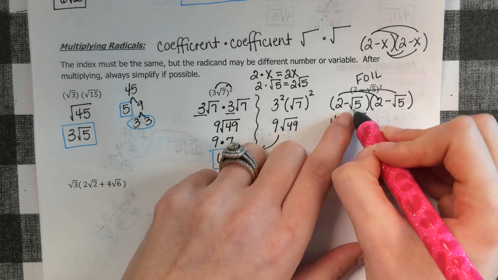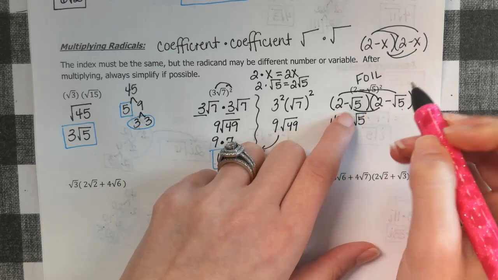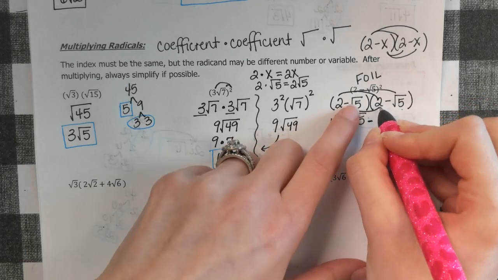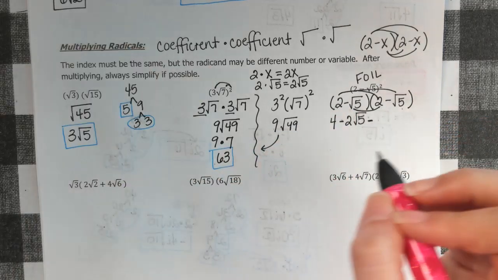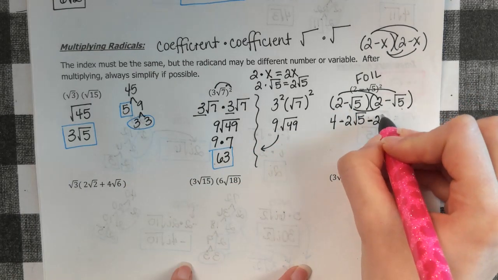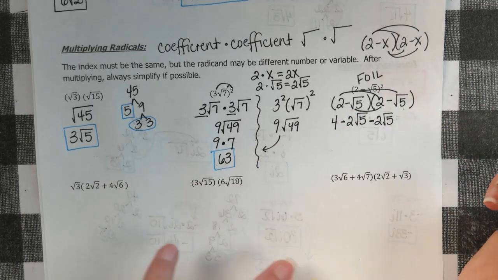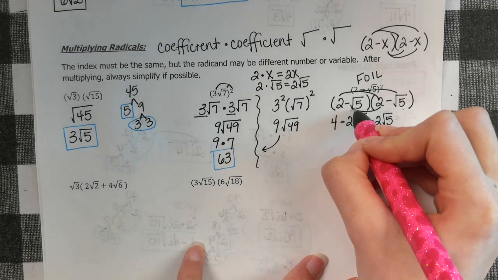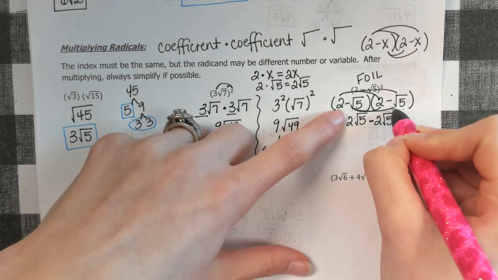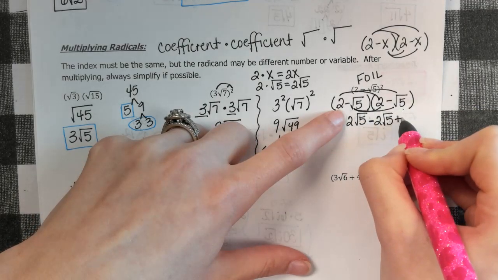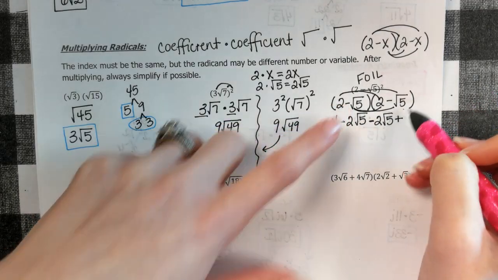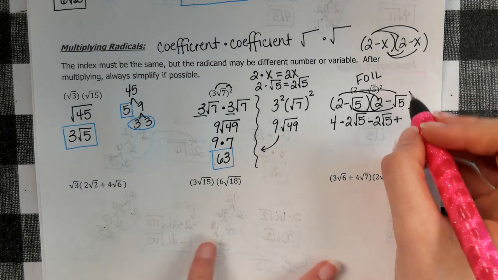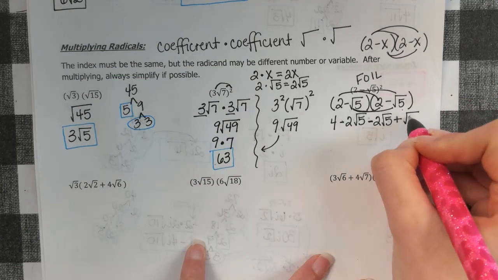So now I take negative square root of 5 times 2, which again, positive times negative gives me a negative. Whole number times radical, you just mush them together. 2 square root of 5. Y'all follow me on that? And then negative square root of 5 times negative square root of 5. Negative times negative is a positive. Square root of 5 times square root of 5 gives me what? 5. How do I know that? Just multiplying it by itself. The opposite.